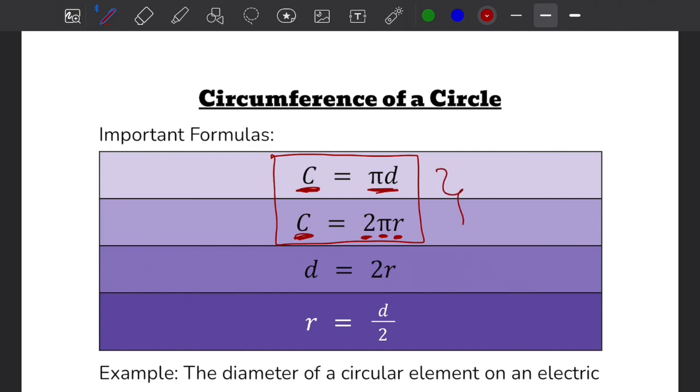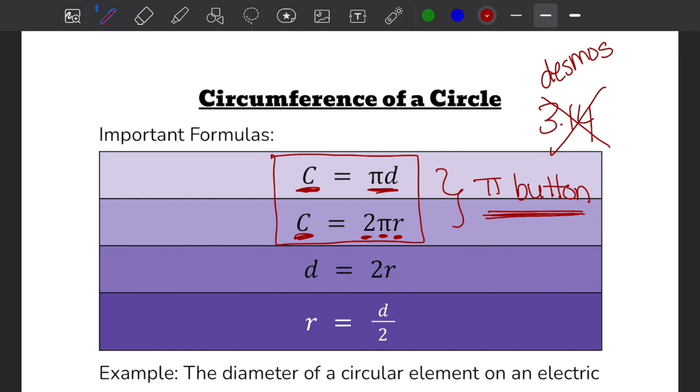What you should note though is that you should always use the pi button. Never ever use 3.14 in this course. We want our numbers to be as accurate as possible, so use the pi button on your scientific calculator. If you don't have a physical scientific calculator, there are a few available online. There's one called the Desmos Scientific Calculator, and one called the GeoGebra Scientific Calculator. You can just Google those, and they do the same thing as any other calculator. But on a test, you will be expected to use a scientific calculator.